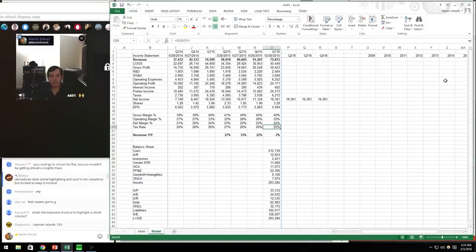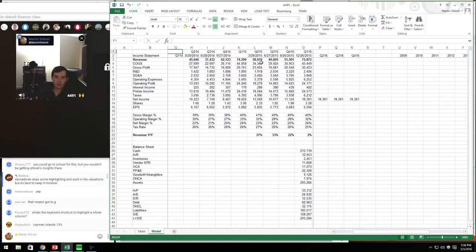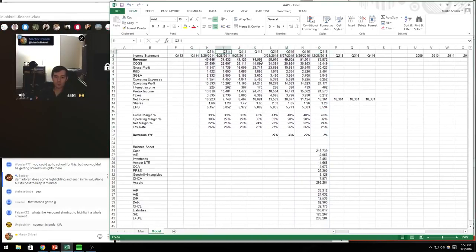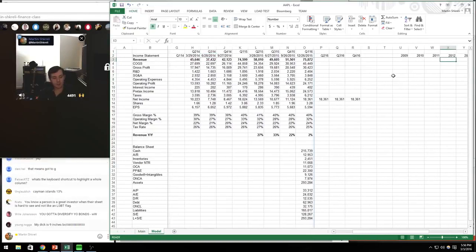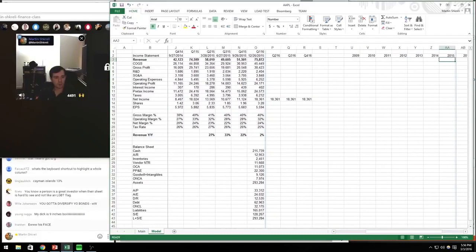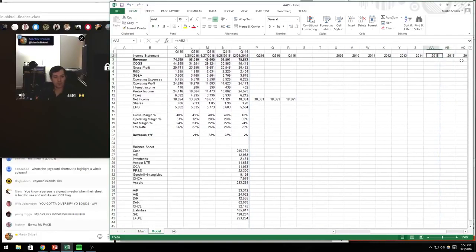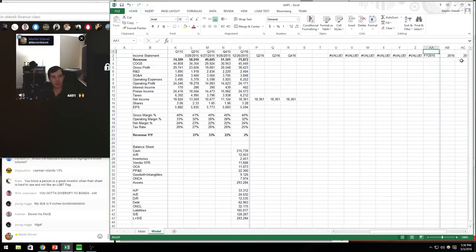All right. So now we've got, let's see, we've got 8 quarters of data for Apple. That was easy. We did that in what, like 5 minutes? Super easy. Well, now we're going to do the fiscal years here. So fiscal year 15 is the year that ends.